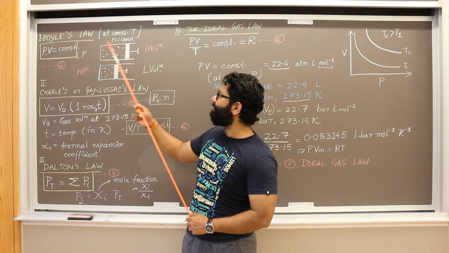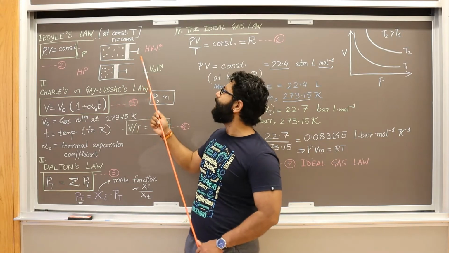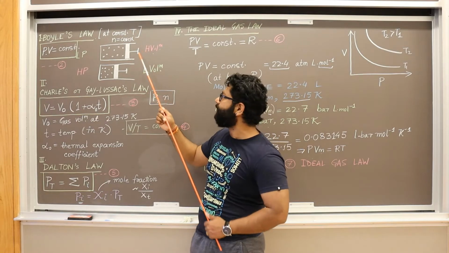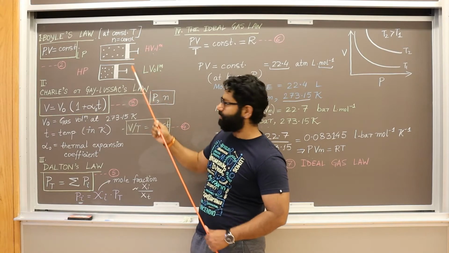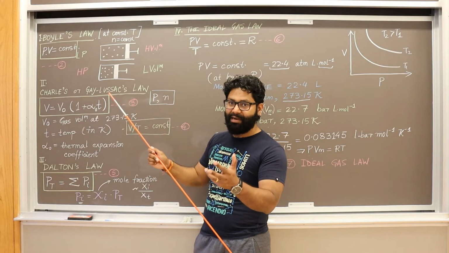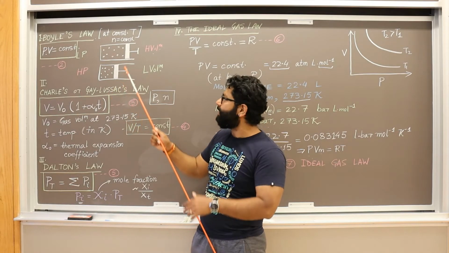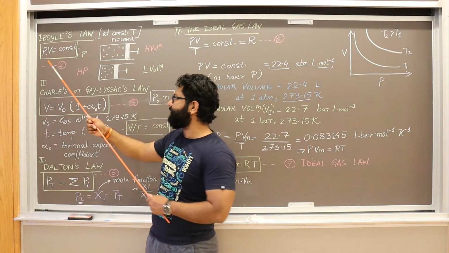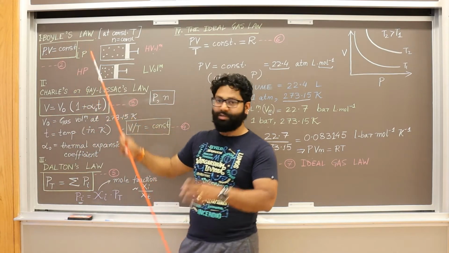If you have a piston system like this, and you keep the temperature of the system constant and you keep the number of moles constant, you apply pressure to this piston, the volume will decrease. It's as simple as that, right? Intuitively, you can understand: if you apply more pressure, the volume is going to decrease. So this is mathematically represented as pressure times volume is equal to constant.